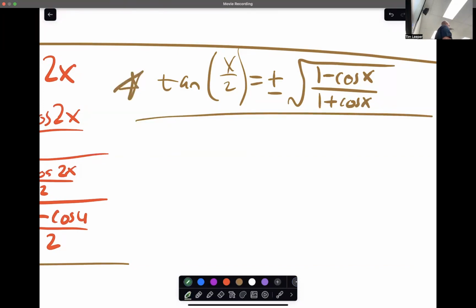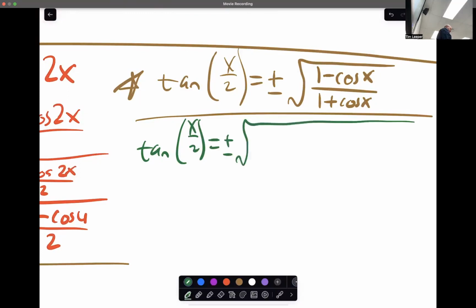Now, I'm going to keep going with this. So I'm going to say that the tangent of x over 2 is equal to plus or minus, and we still have that square root here, a very long square root, of 1 minus the cosine of x divided by 1 plus the cosine of x. To get the other half angle identities for tangent, we need to get rid of that square root somehow. To do that, I'm going to multiply by 1 plus cosine of x on both top and bottom.